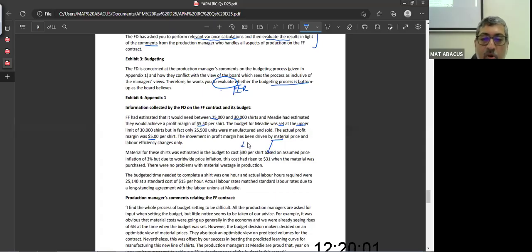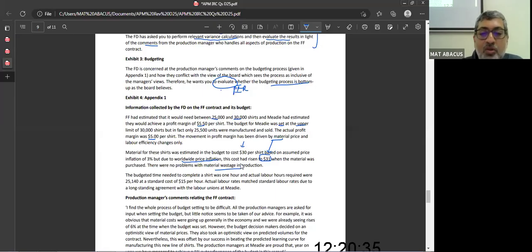So one of the problems is the increase in the cost of material, which has gone up. It was assumed to cost $30 with inflation of 3%. But due to worldwide price inflation, now, price inflation worldwide is not something the company can control. So therefore, this price of 31 seems to be something that the company could not anticipate and cannot control. When the material was purchased, there were no problems with material wastage in production. So as far as the production managers work, there's no problem. Yeah, so in other words, usage is good. Yeah, remember in material, we have two variances, price and usage.